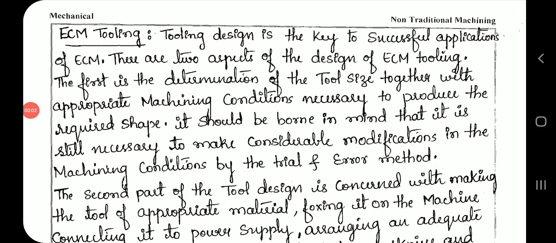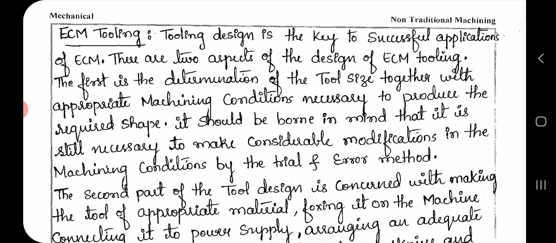ECM tooling. Tooling design is the key to successful applications of ECM. There are two aspects of the design of ECM tooling. The first is the determination of the tool size together with appropriate machining conditions necessary to produce the required shape. It should be borne in mind that it is still necessary to make considerable modifications in the machining conditions by the trial and error method.